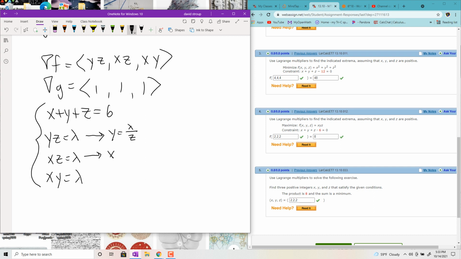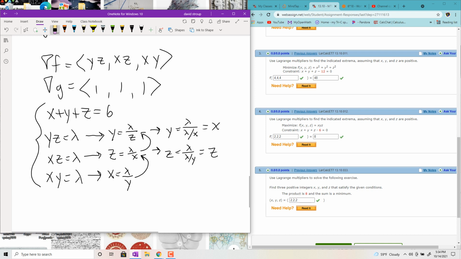Here then, let's solve this one for z. So z is equal to lambda over x, and this one, let's solve it for x. So x is equal to lambda over y, and this will be kind of weird. So what I'm going to do is plug this into here. So I'll get y equals lambda all over x. What does that equal? That's just x, right? So I can now plug this one into here, and I have then z equals lambda all over x, which is lambda over y. So z equals y. So what? Well, that means x equals y equals z.